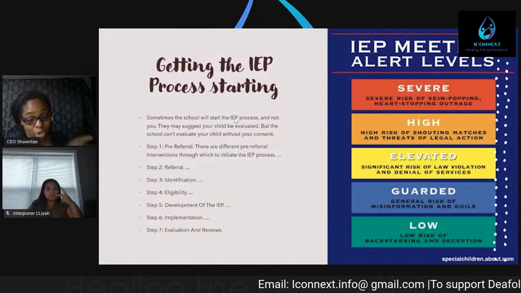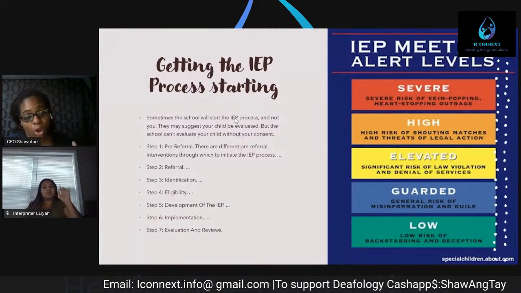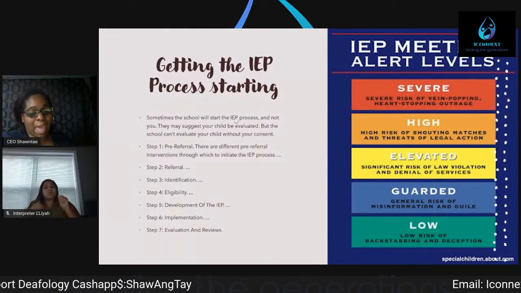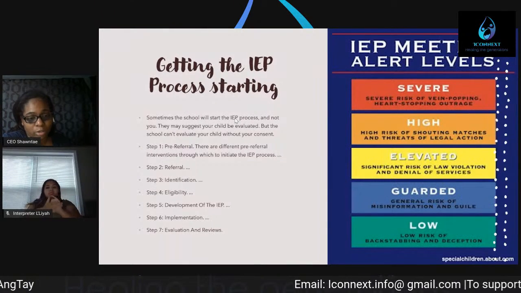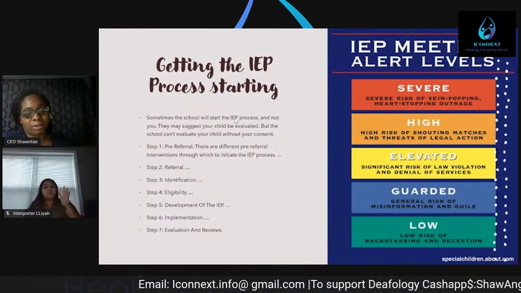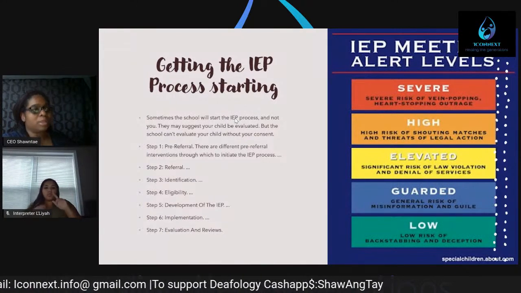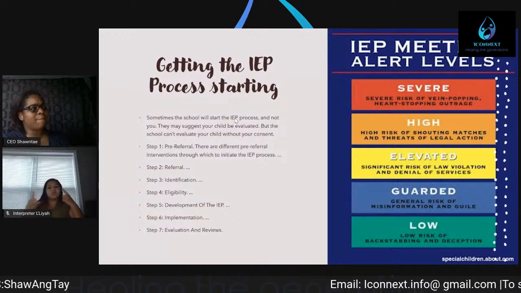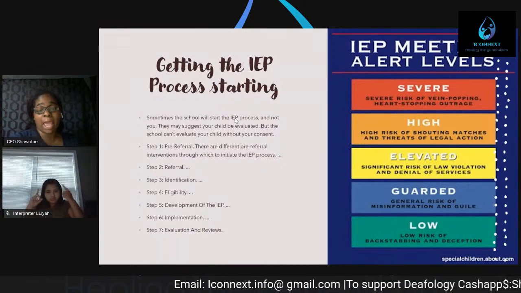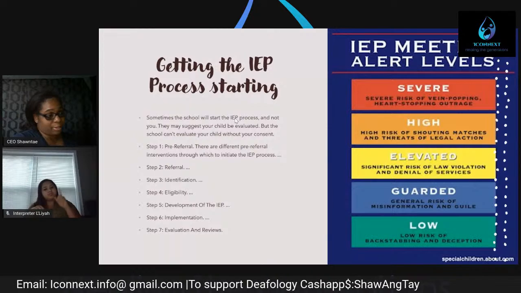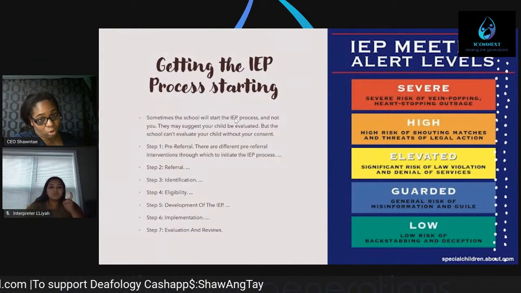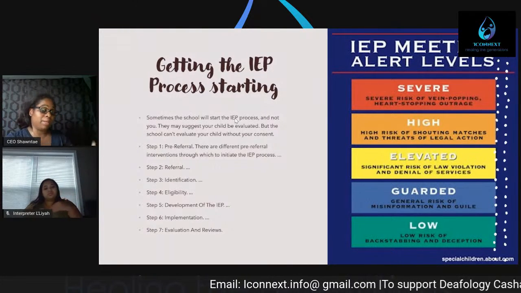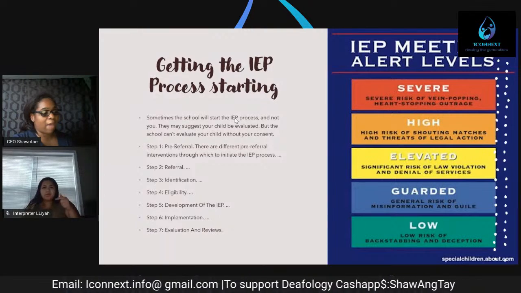Then the development of the IEP occurs. That's where they place all the goals, what they need to work on, such as a goal that in one quarter they will identify 25 words. They may have a speech goal, an idiom. They may have a language goal. They may have a math goal. It just depends. If they don't need goals like that, it could just be plain accommodations. Then they will go into implementing the IEP and then evaluate and review.